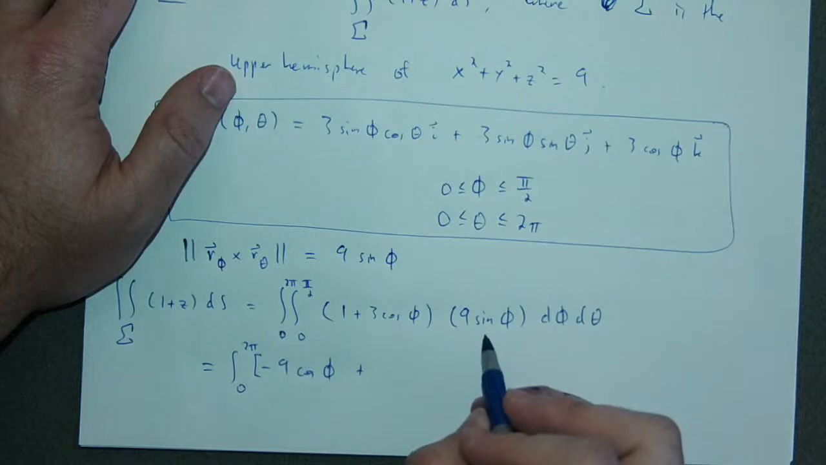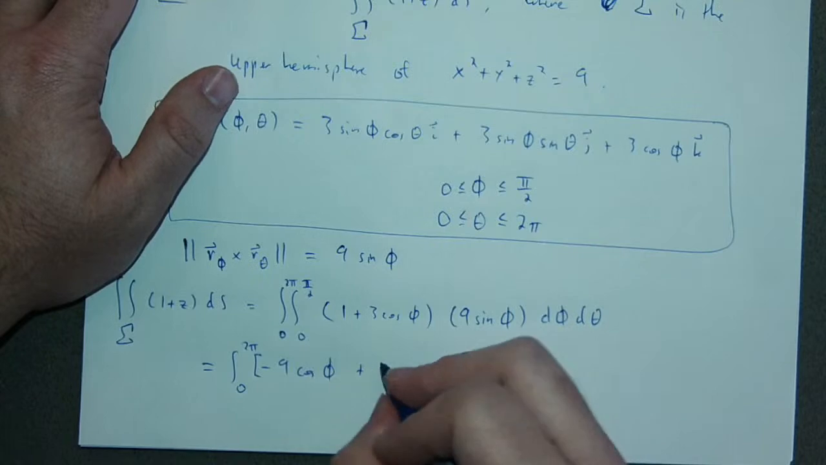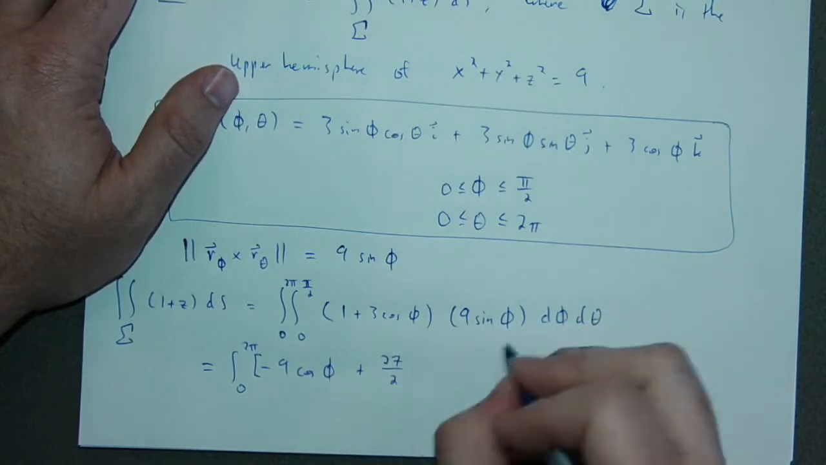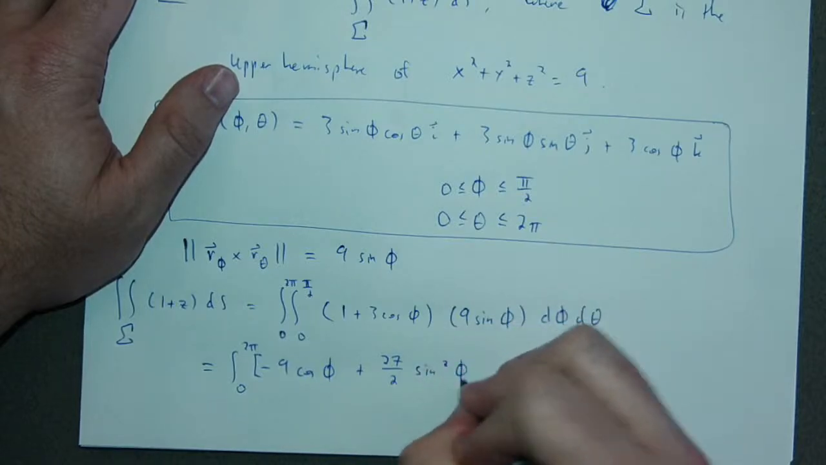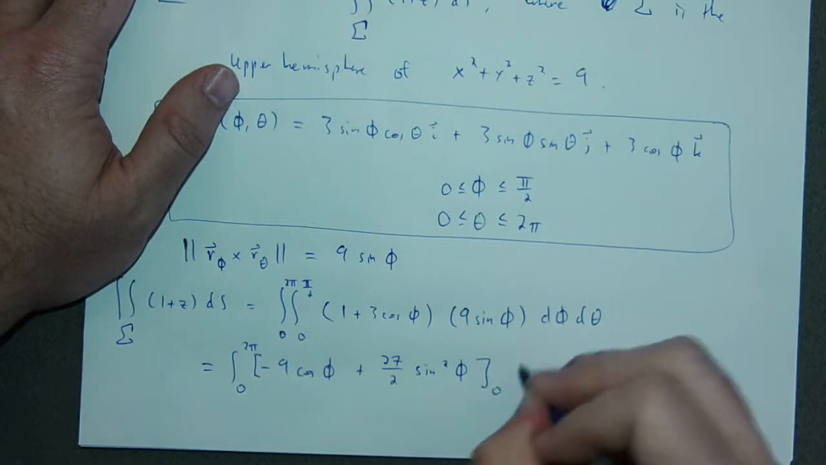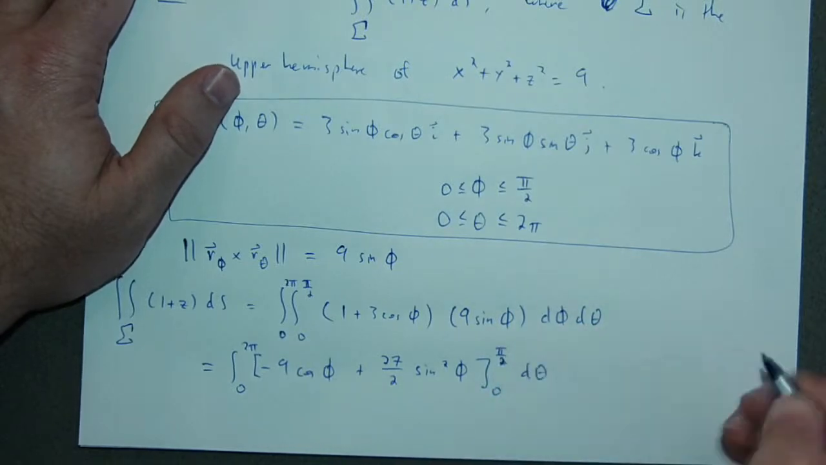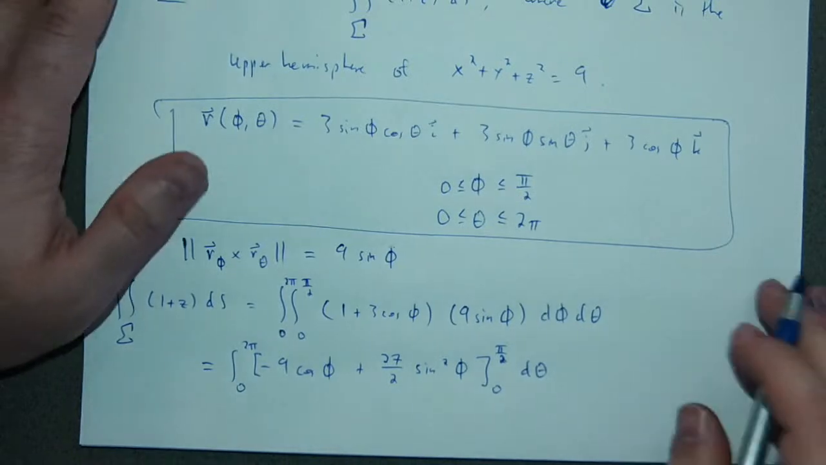So you could take u to be sine phi, that way du is cosine phi. So in that way, this is 27 over 2 sine squared phi. And this is evaluated from 0 to pi over 2 d theta. This outer integral is just going to multiply by 2 pi because there is no theta here.